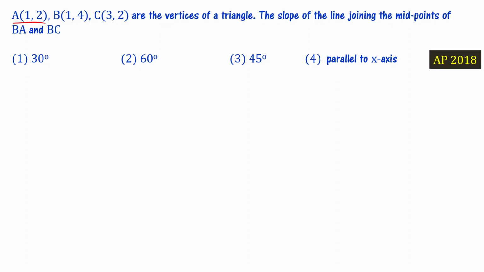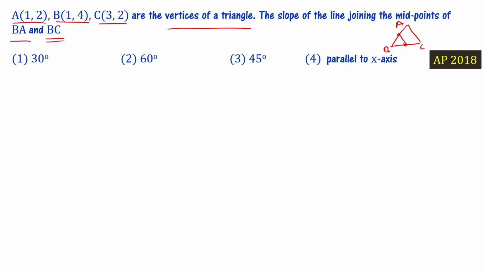A that is 1 comma 2, B that is 1 comma 4 and C that is 3 comma 2 are the vertices of a triangle. ఓకే, ఏబిసి అనేది ఒక ట్రయాంగిల్. స్లోప్ ఆఫ్ ద లైన్ జాయినింగ్ మిడ్ పాయింట్స్ ఆఫ్ బిఏ అండ్ బిసి ఏంటని అడుగుతున్నారు. ఓకే, మనకి ఏబిసి అనే ఒక ట్రయాంగిల్ ఉంటే, లెట్స్ సే ఏబిసి అనే ఒక ట్రయాంగిల్ ఉంటే కనుక బిఏ అనే లైన్కి బిసి అనే లైన్కి మిడ్ పాయింట్స్ని కనెక్ట్ చేసే లైన్ ఏదైతే ఉందో దాని స్లోప్ అడుగుతున్నారు.